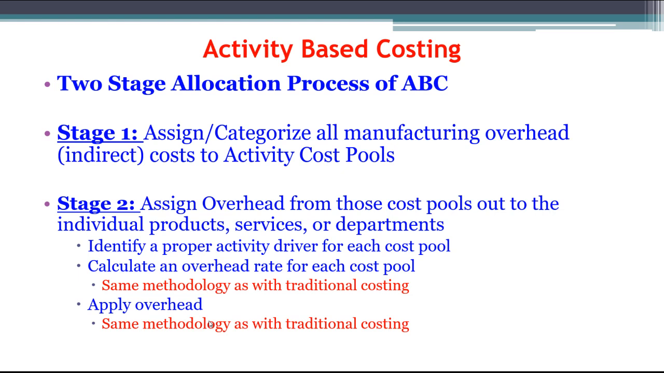Just an example. One of the cost drivers that's pretty common is the number of production runs or the number of setups. In other words, it's trying to get at batch costs, how much it costs to spend time getting the machinery up and running to run one batch of a product. So as a product uses up an actual setup or an actual batch throughout the year, it gets multiplied by that overhead rate just the same way as when we did it under traditional costing.